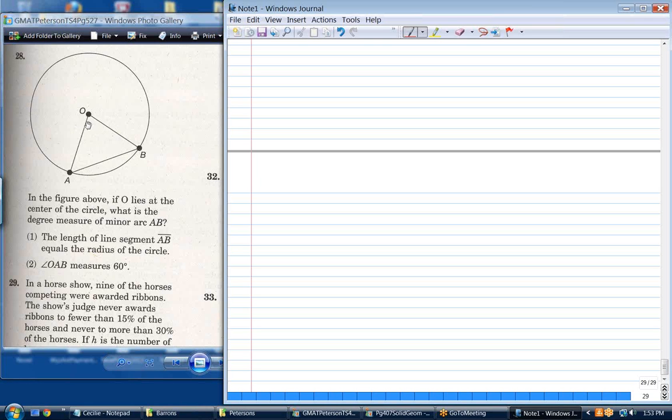Well, if this angle OAB is 60, but since all the radii are equal, this is also 60, and that would also be 60. In other words, that would have to be an equilateral triangle, which makes this arc equal to 60. This arc is always equal to whatever this angle is. So if we know this angle is 60, which we now know, then this arc is 60. So 2 is a yes.